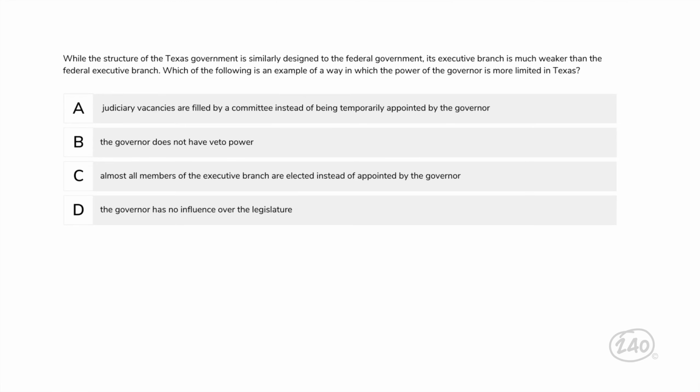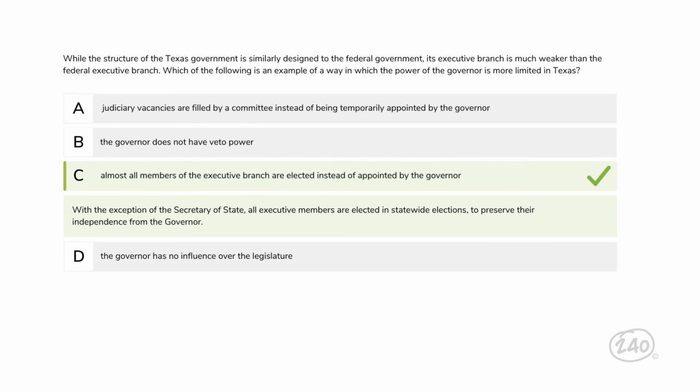Choice C implies that unlike the US president, who appoints many other members of the executive branch, the Texas governor does not do that. Instead, most members are elected. If you live in Texas, you probably have had the opportunity to vote on some of these positions. This one is the correct answer. Okay, so we've tried a handful of questions that focus on content. Let's try one from Domain 7, which focuses on social studies foundations, skills, and instruction.